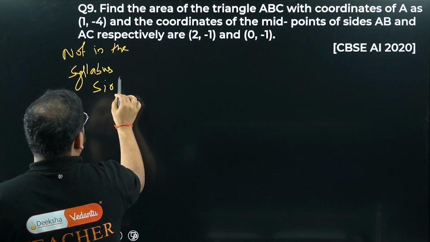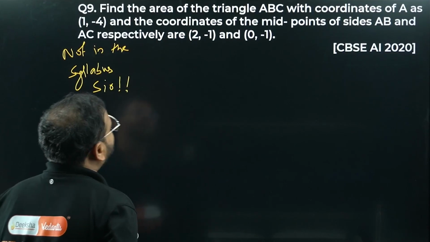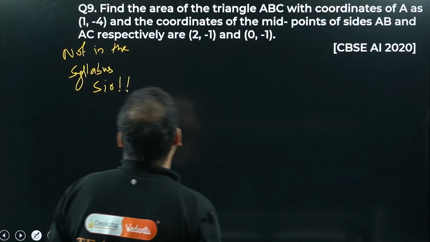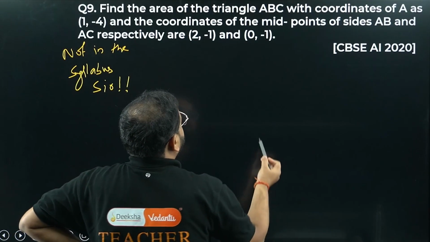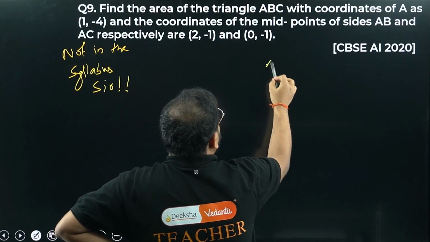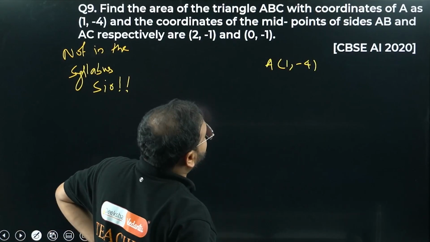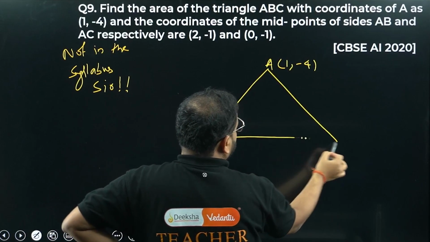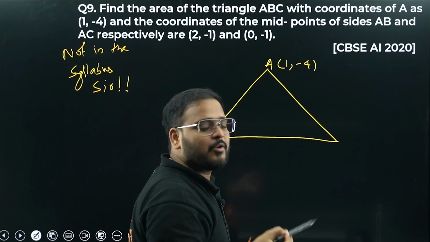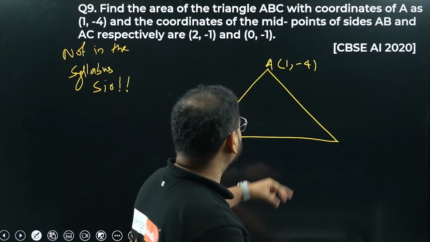Okay, all my sirs and madams. Find the area of the triangle ABC with coordinates of A as (1, -4), please check, and the coordinates of the midpoints of the sides AB and AC. That's why I took this question, because it has a good concept in it. They don't have to ask you to find the area. What if they ask you to find the coordinates of B and C?